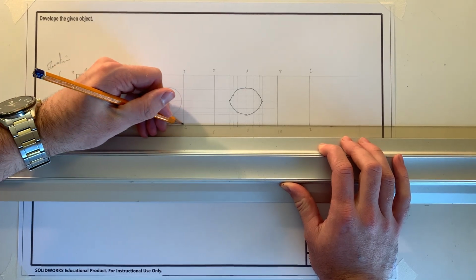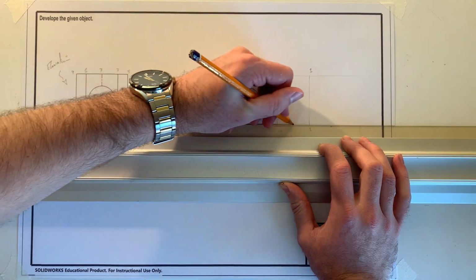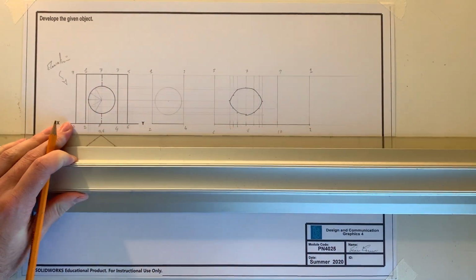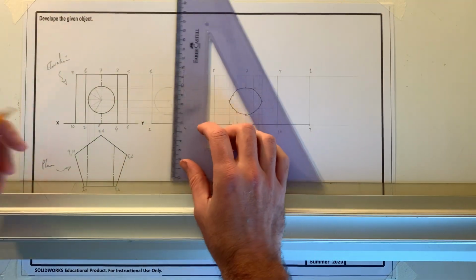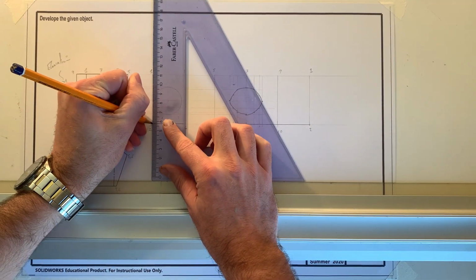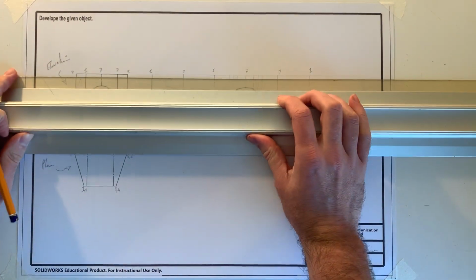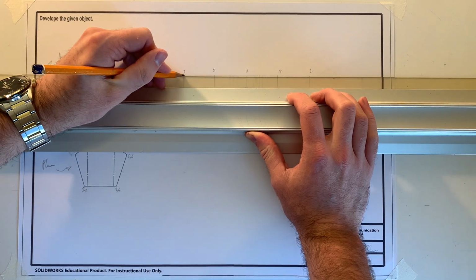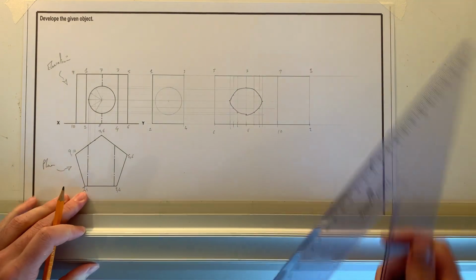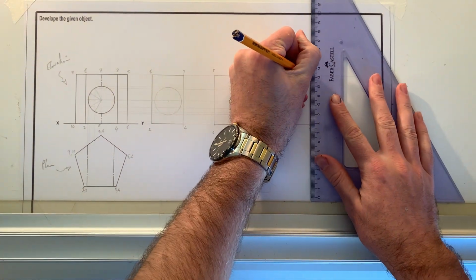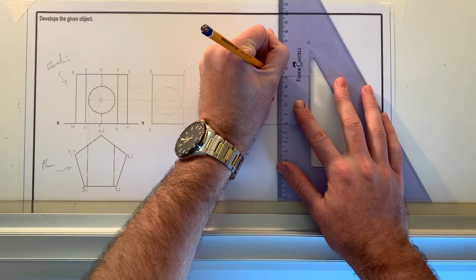Now what I'm going to do is start outlining the actual perimeter of the development. Now the development is not yet finished, we have to do the top and bottom. So that's why I'm leaving one of the surfaces here light. As well as that, ensure that you indicate the bend lines. That'll just be with a dashed line, similar to what you're doing with your hidden detail.